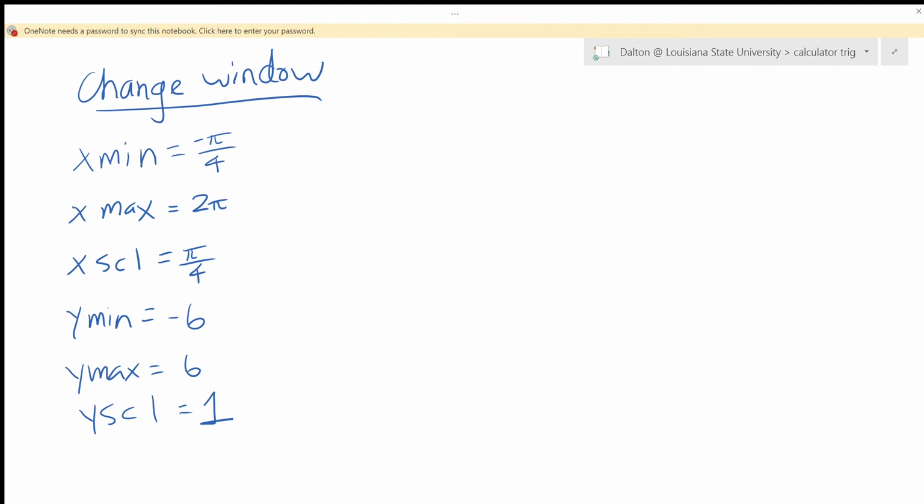What are your x values counting by in the table? 1s. Again, that doesn't make much sense because our x-axis is not counting by 1s. What are we counting by in the x-axis? Pi over 4s. So here's the next thing you want to do. After you change the window, you want to change your table set.